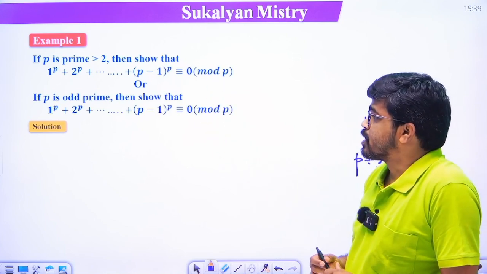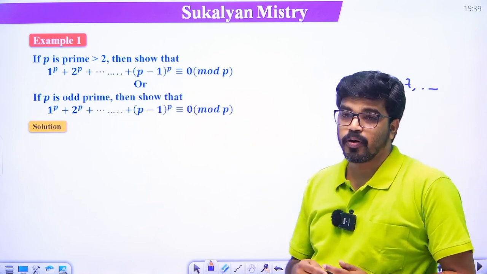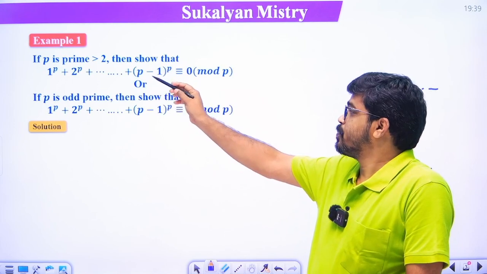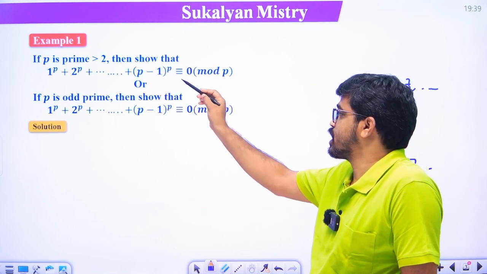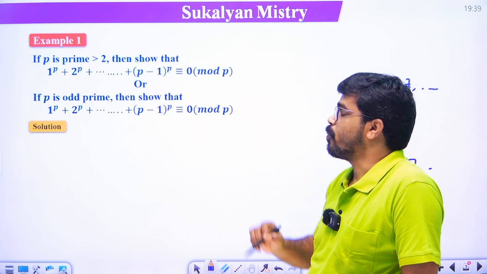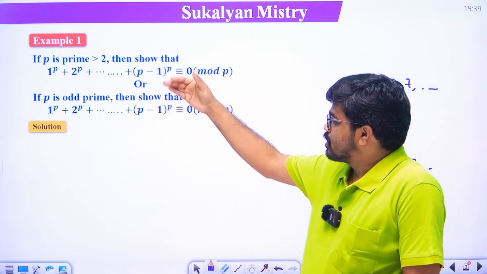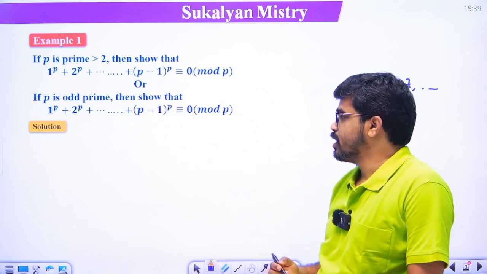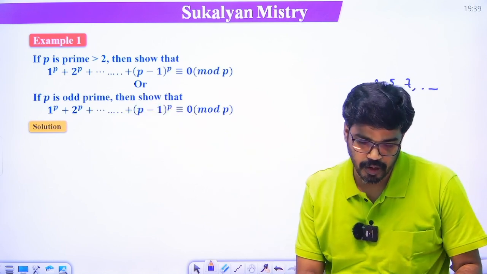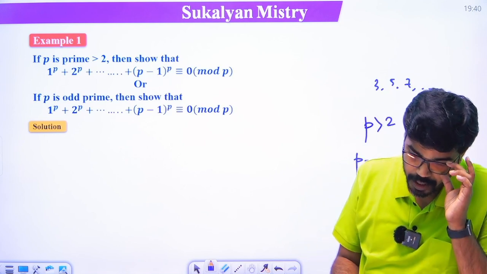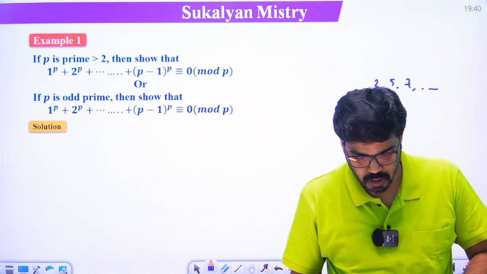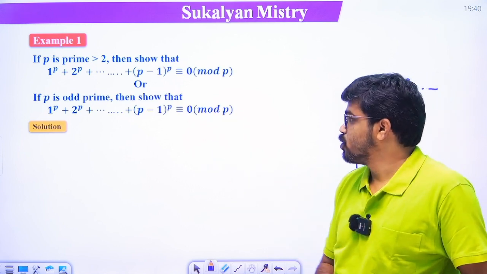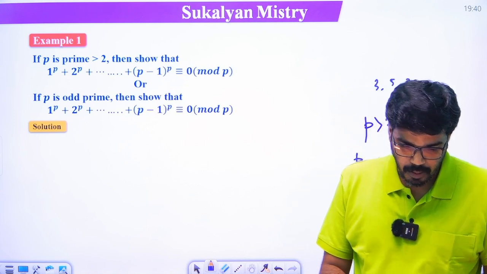So if P is prime greater than 2, then show that 1 to the power P plus 2 to the power P plus 3 to the power P, up to P minus 1 to the power P, is congruent to 0 modulo P. Okay? Or a similar problem: if P is odd prime, then show that 1 to the power P plus 2 to the power P plus 3 to the power P plus and so on up to P minus 1 to the power P is congruent to 0 modulo P.